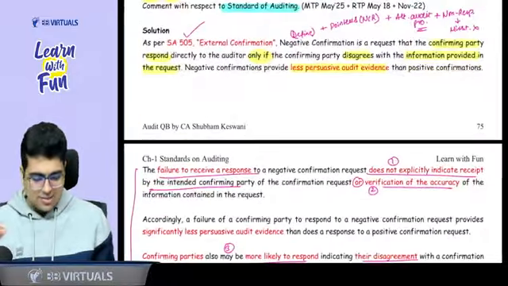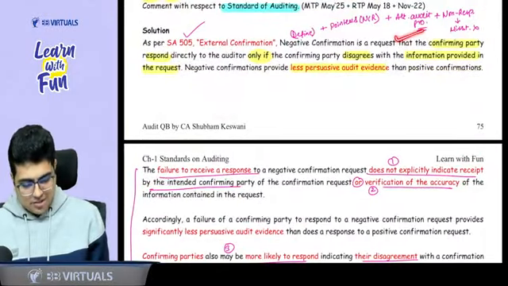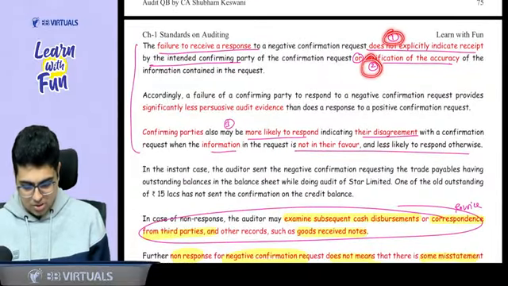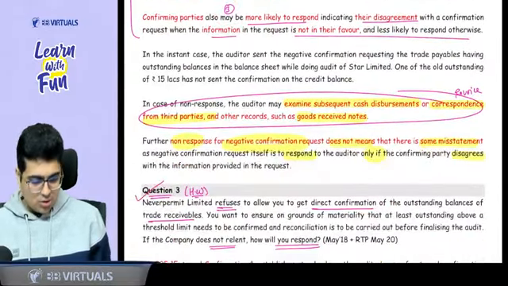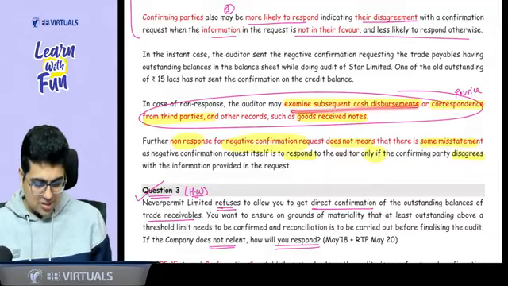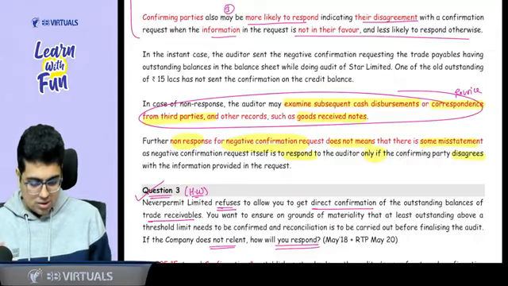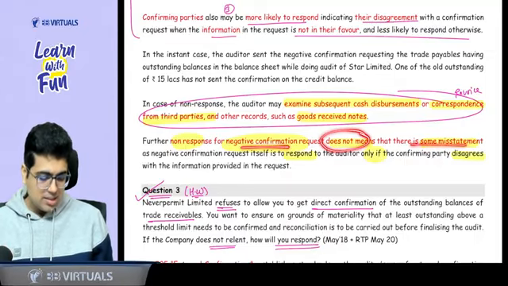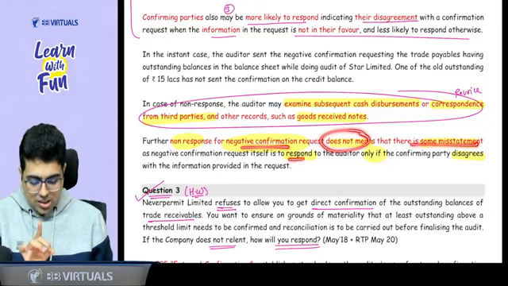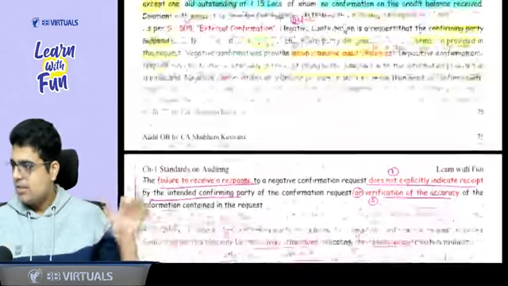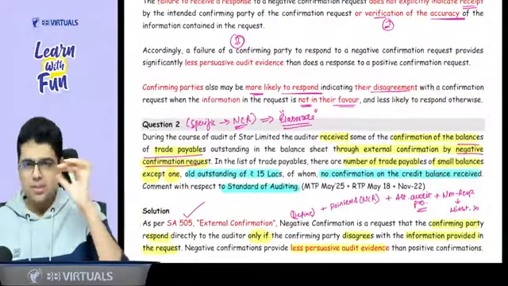So you can see ICAI has framed it like this. They have given the definition. They have written less persuasive evidence. They have written the 3 reasons, 1, 2, 3. And then they have written about the alternate procedures: subsequent cash disbursement, goods receipt note, and further that non-response in case of NCR does not mean that there is a misstatement, because they generally respond only if there is a disagreement. Okay, this is how you deal with a good case study based question.